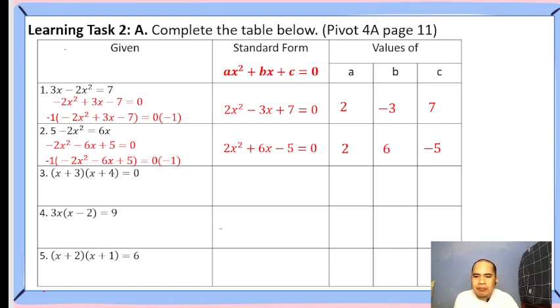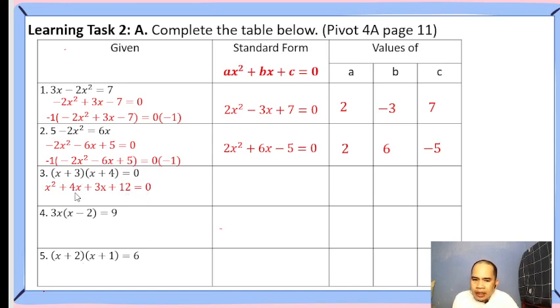Okay, now, proceed tayo sa number 3. Sa number 3, siya ay in factored form. So, sa factored form, gagamitin lang natin si FOIL method. So, multiply natin each term. So, first, x times x, x squared, first term to first term. Then, first term to second term, x times 4, 4x. Then, second term to first term, 3 times x, 3x, then last term to last term. So, we have 12 equals 0.